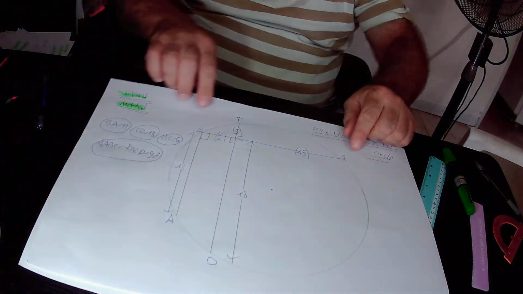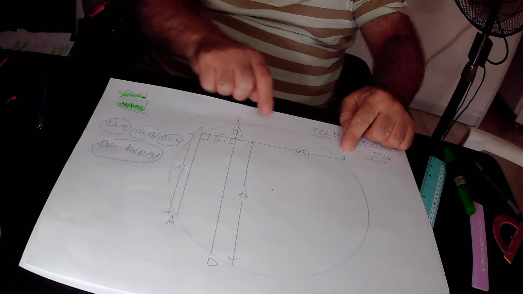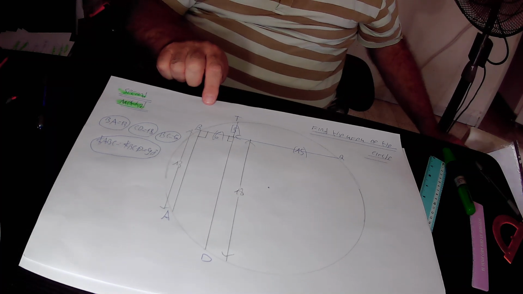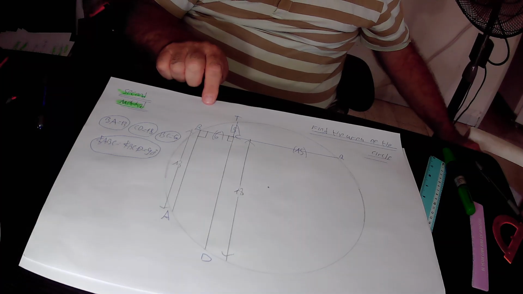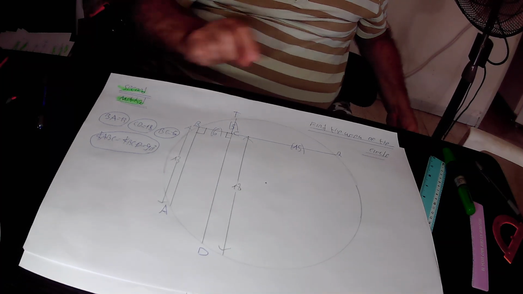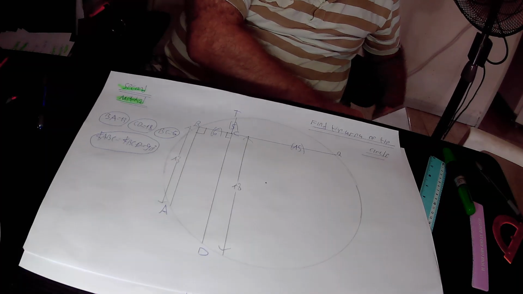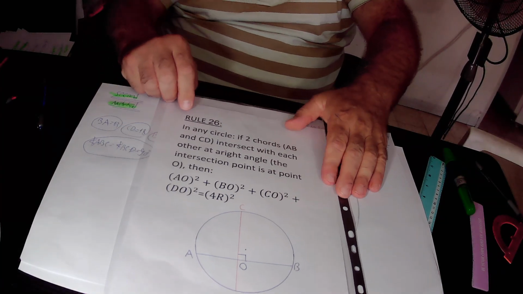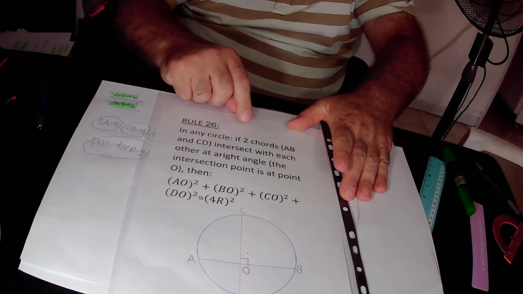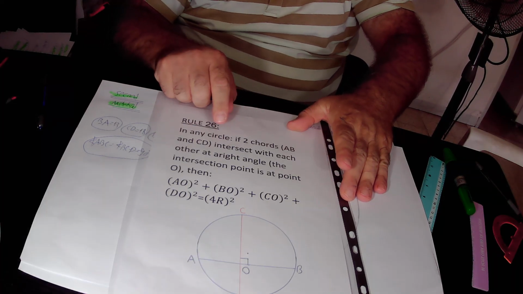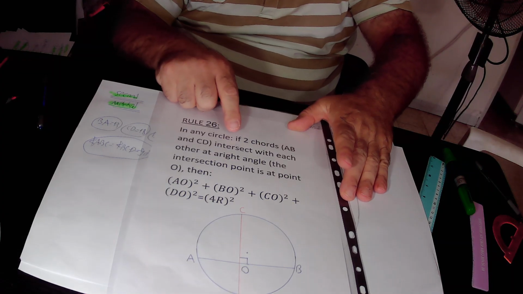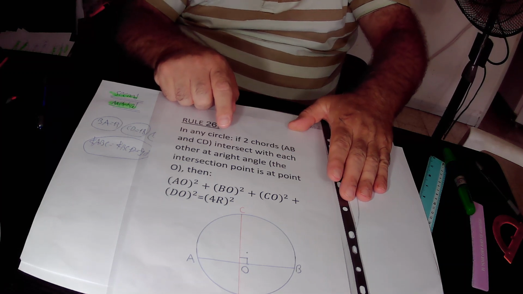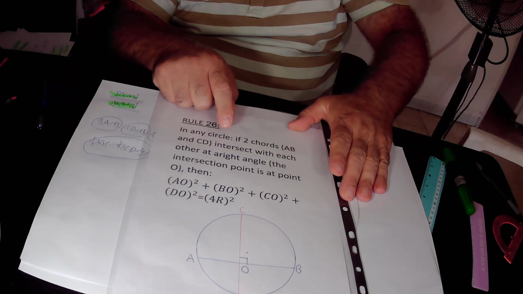We already found that line TQ equals 15 units in length, and line TC equals 5 units in length. So here we implemented rule 26 in our drawing. Let me repeat rule 26. Rule 26 is for any circle. In any circle, if two chords AB and CD intersect with each other at a right angle, and the intersection point is point O, then the following equation is true: AO squared plus BO squared plus CO squared plus DO squared equals 4R squared.